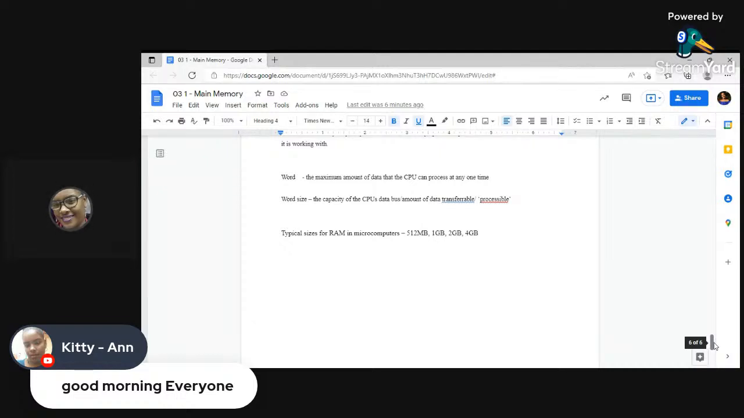Latency is also another one. And latency, L-A-T-E-N-C-Y, is how long it takes data to rotate around to the head of a secondary storage, specifically your hard disk.